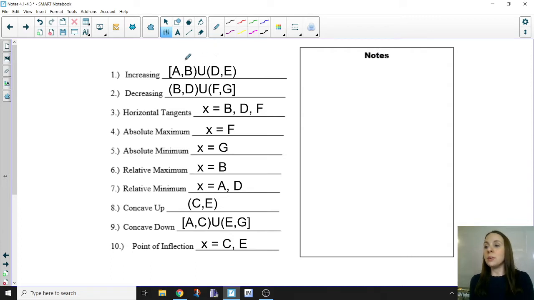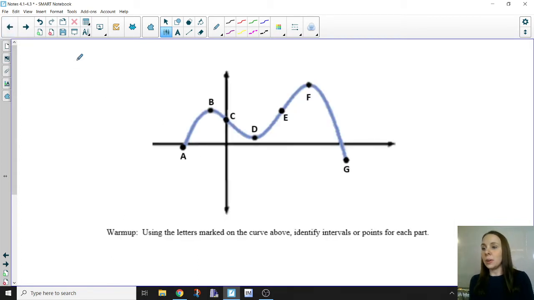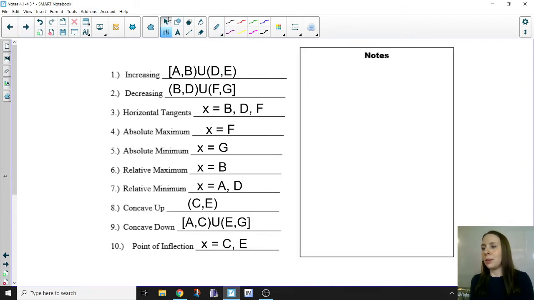Okay, so for increasing, I got the interval from A to B and the interval from D to E. Okay, so again, we can see if we go from left to right that the graph is going up on the interval from A to B, and it is also going up on the interval from D to F. I totally knew that that should have been F. Okay, I had it on my paper as F too. All right, we fixed it, we're good.